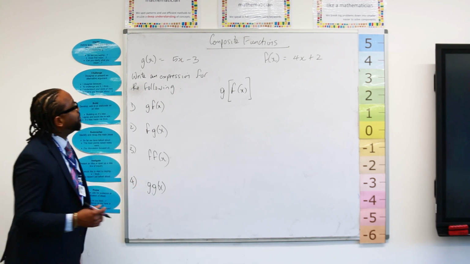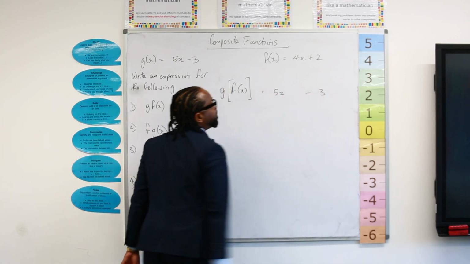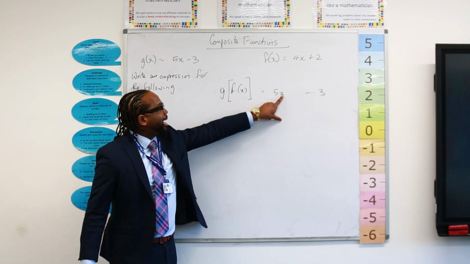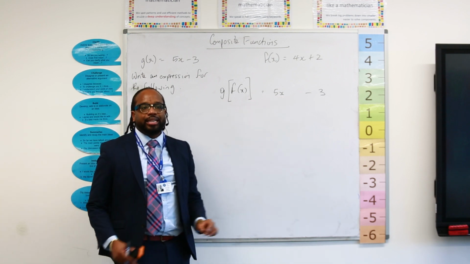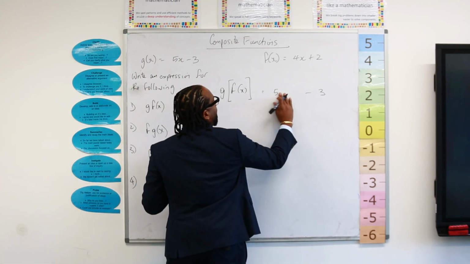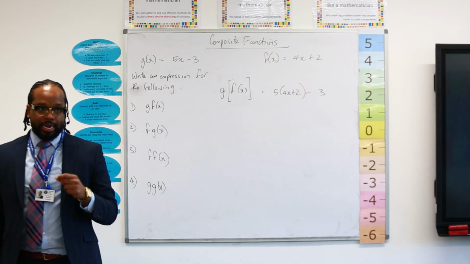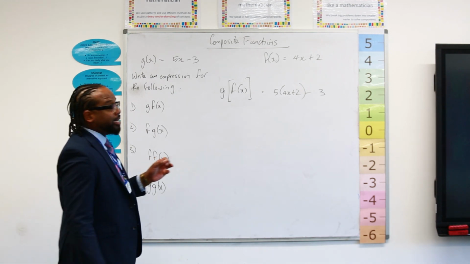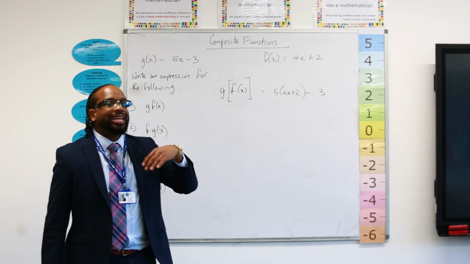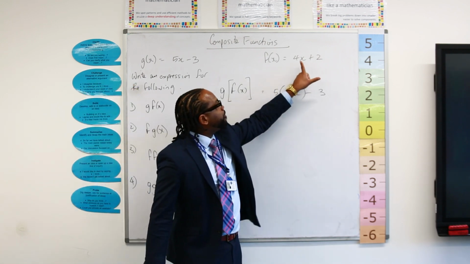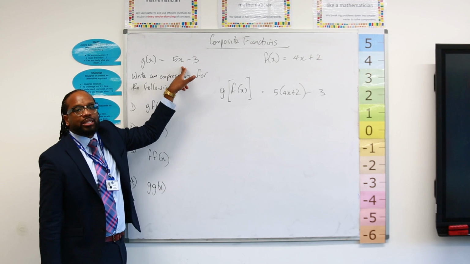Now what does that mean? It means my g function is 5x minus 3. I am going to replace my x with the entire f function into where x is. So I'm going to take out x and I'm going to replace it with 4x plus 2, and I'm going to close the bracket just like that. So again, when you write it in this format, it tells you that the function expression is now the input. So I'm going to input 4x plus 2 inside my g function in place of x.